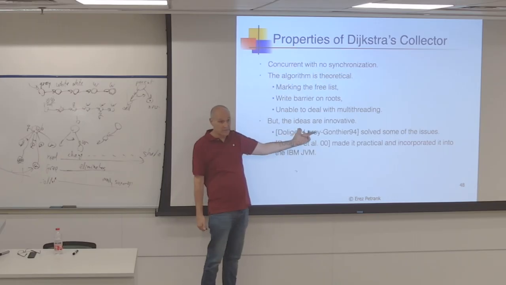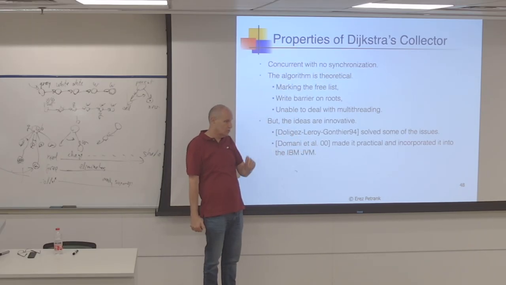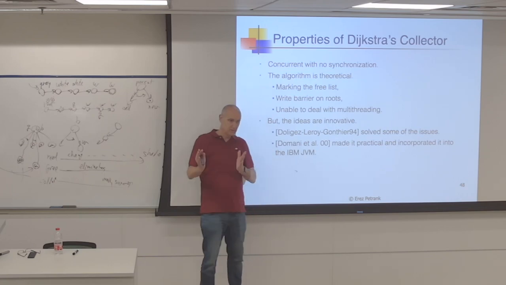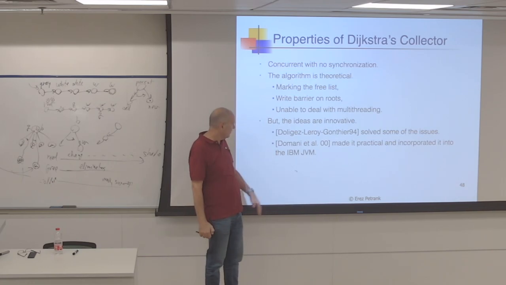But the ideas were innovative. It's the first one that was done. There was another concurrent one by Guy Steele, who later was one of the inventors of Java. And there was this Baker algorithm from '77, which was not concurrent, but it was around the same time.